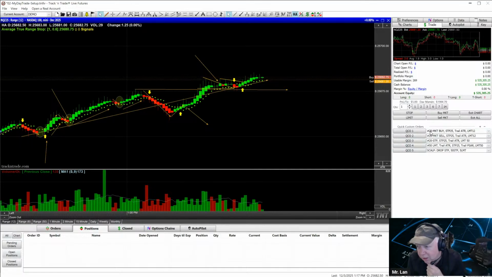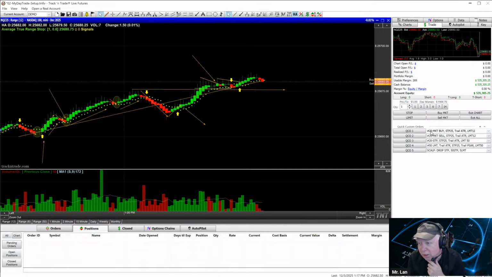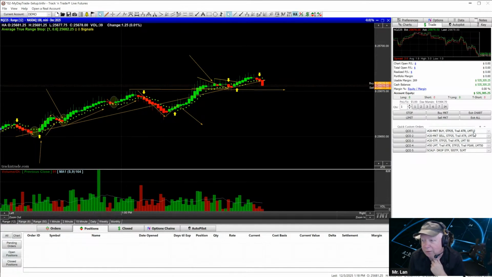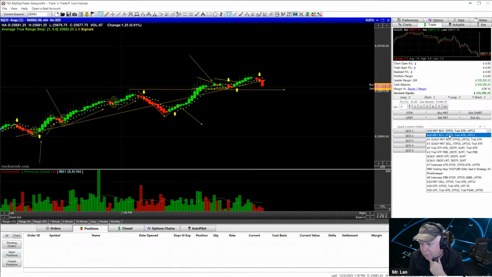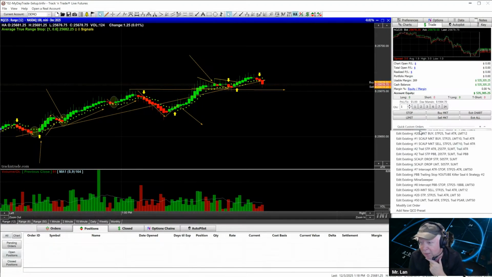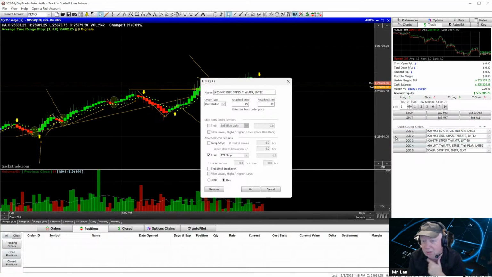We'll come in here, and you can notice on the list, I'm going to show you the first one is just a market buy order. Then it's got a stop at 25, and we're going to trail on the ATR with a limit of 12. So what does that mean? Let's come in here and drop it down. I'm going to right click on the button and say edit. I want to actually edit the first one, which is buy market.